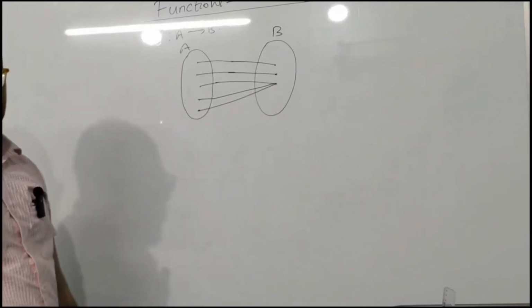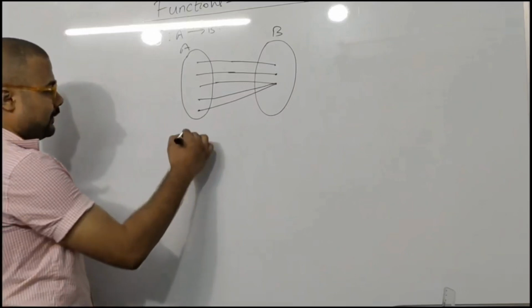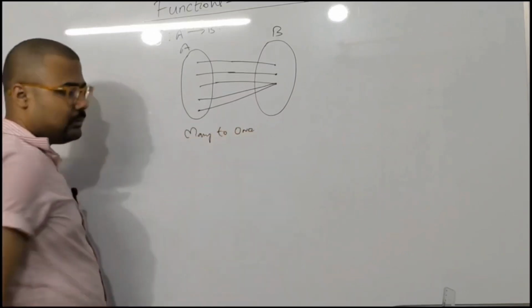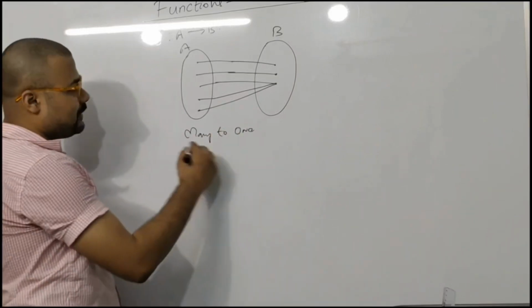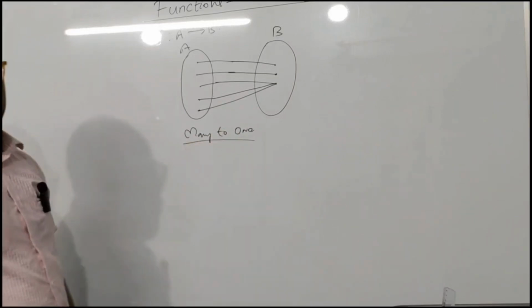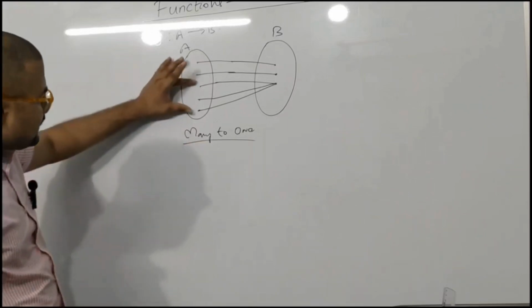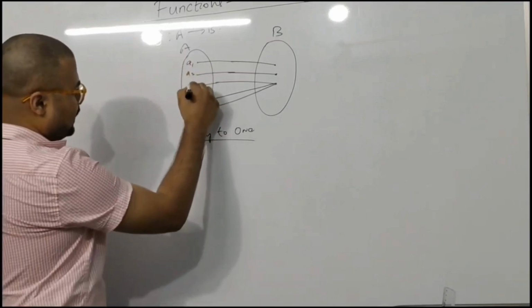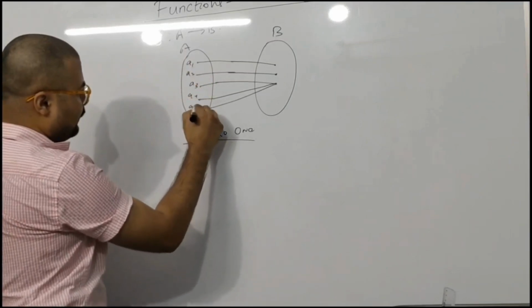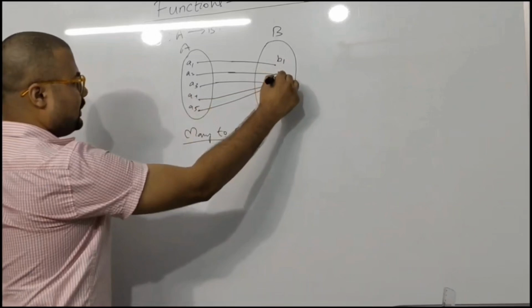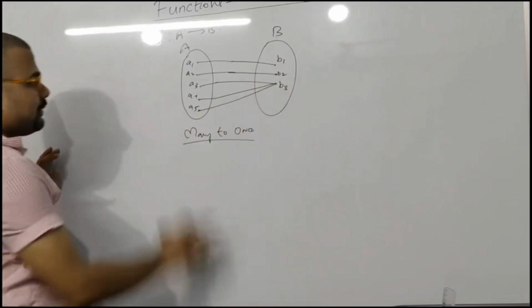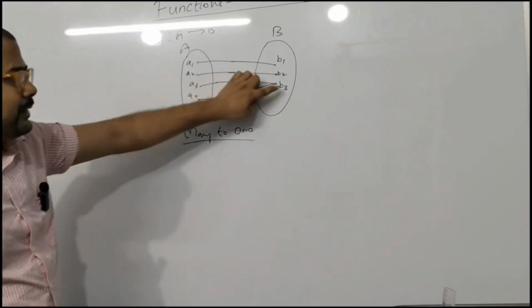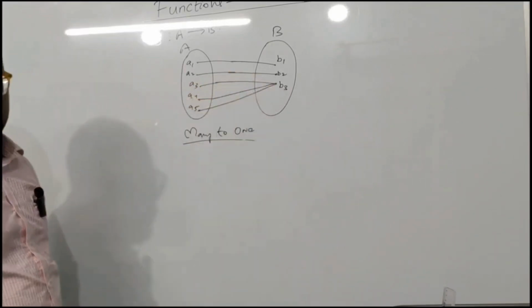So what is this type of mapping? This type of mapping is called many to one mapping, from A to B. Why is it called many to one? Because as you can see, if this is A1, A2, A3, A4, A5, and this is B1, B2, B3, then many elements of A, that is A3, A4 and A5, are mapped to one element of B. That is why it is called many to one.